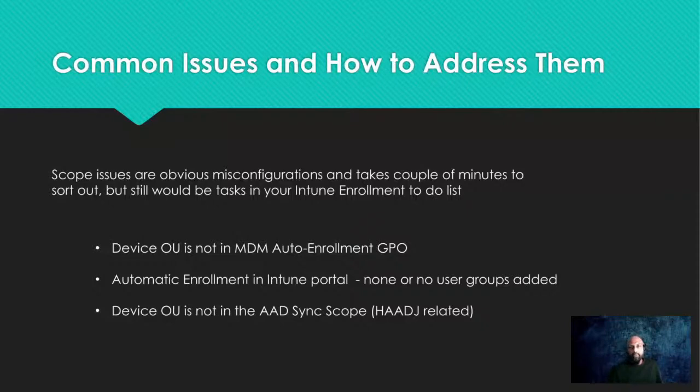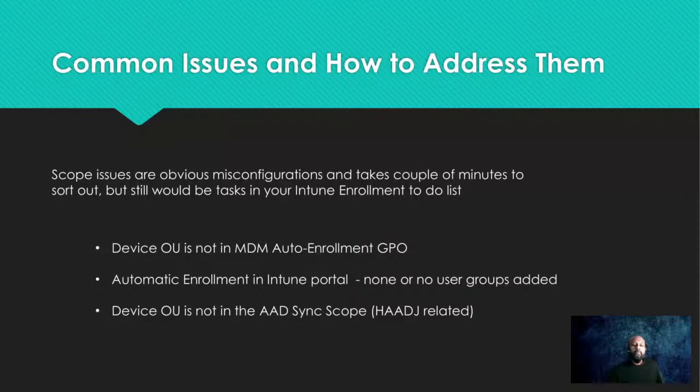Say you have the GPO properly set up, but if you don't have the automatic enrollment configured in the Intune portal, if it is set to none or no user groups have been selected, that won't work again. So that's another scope that you have to set up properly. If you have a pilot, you have to make sure the proper group has been selected, or if you are planning to give enrollment access, like Intune license and enrollment, to all the users, All should be selected there as well.